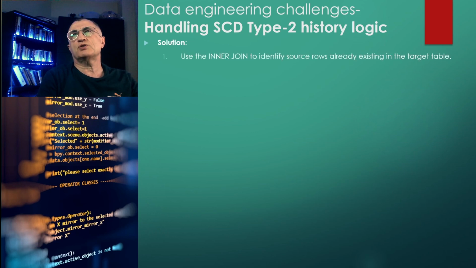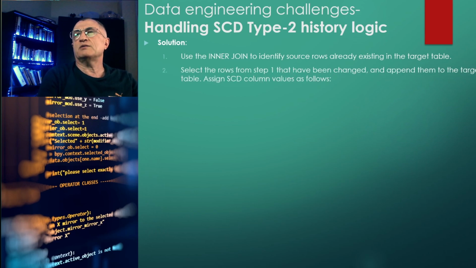So we can first use an inner join to identify a match between the source and the destination rows. And then from this data set, we can select the rows that have been changed using the hashing algorithms that I have described earlier, and then append them to the target table.